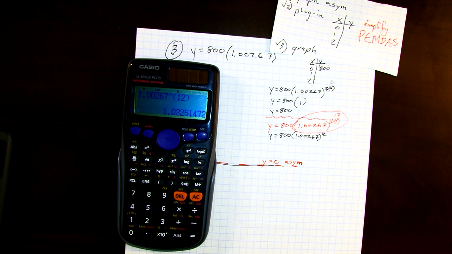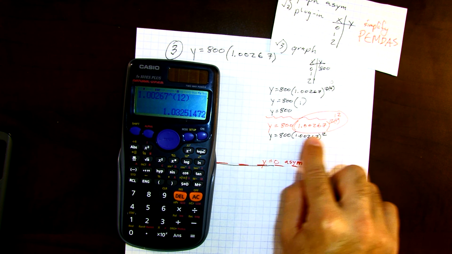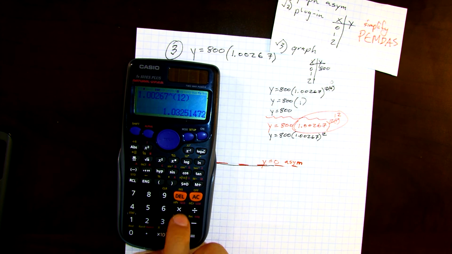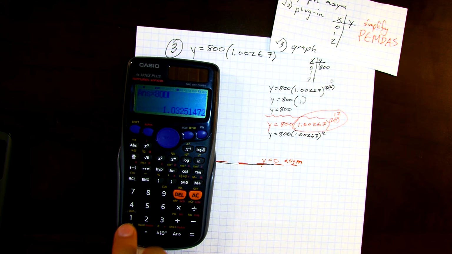Okay, thanks. You don't have to close it. You put equals. You got this so far? And then look, we got this right here. Now we just have to multiply by 800. Multiply times 800. 100. Boom. Right?